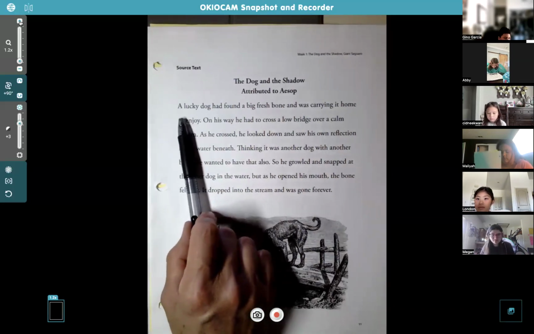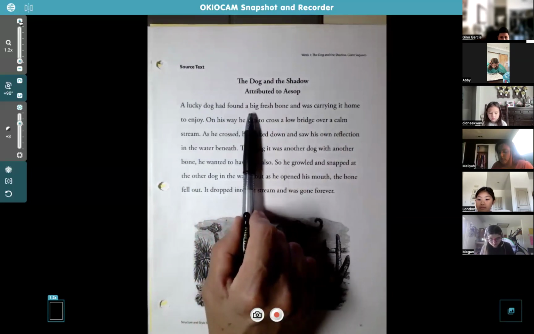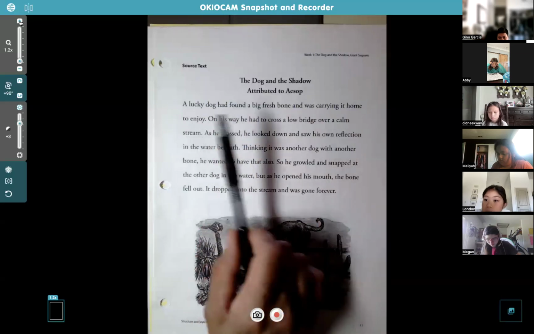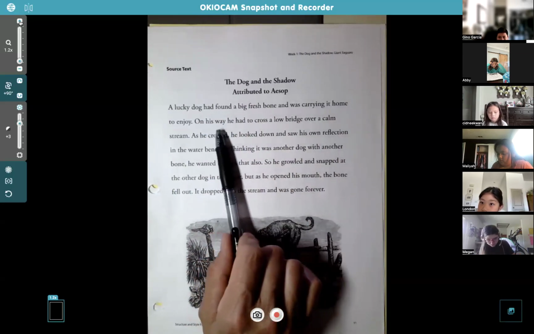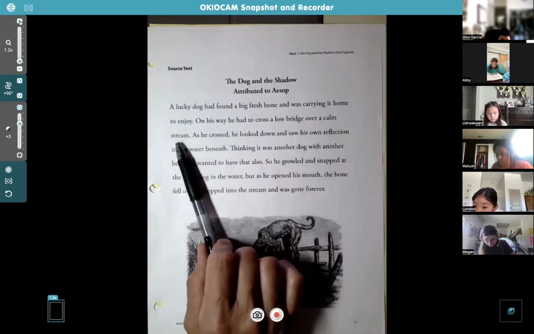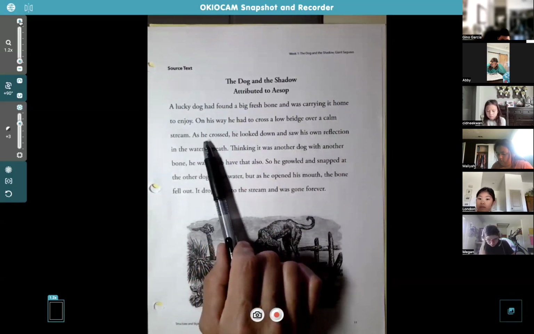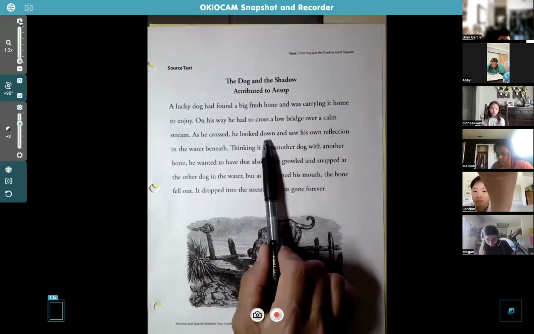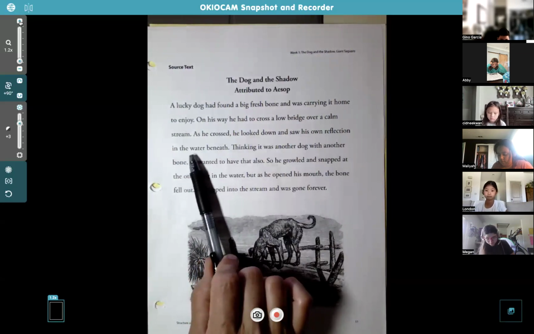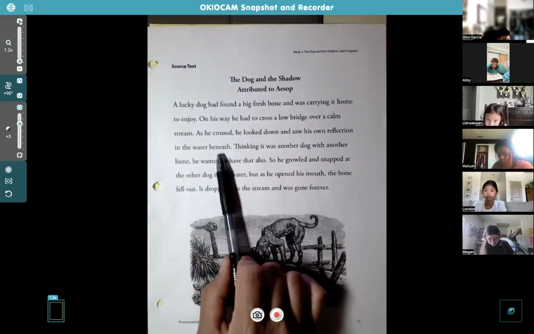It says, a lucky dog had found a big fresh bone and was carrying it home to enjoy. On his way, he had to cross a low bridge over a calm stream. As he crossed, he looked down and saw his own reflection in the water beneath. I'm going to pause there for a second.